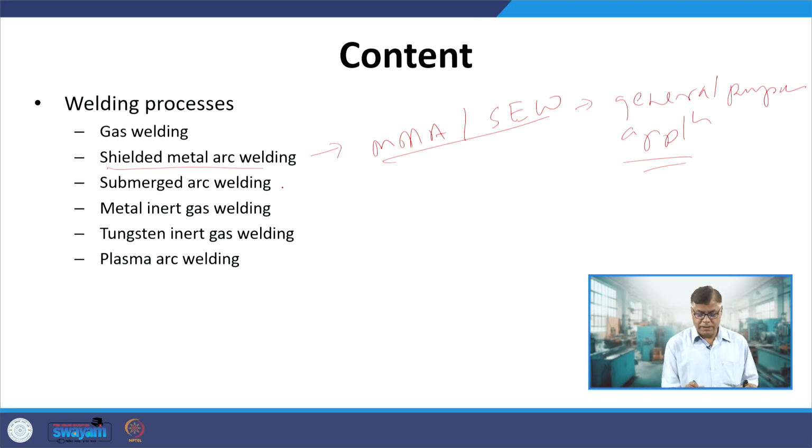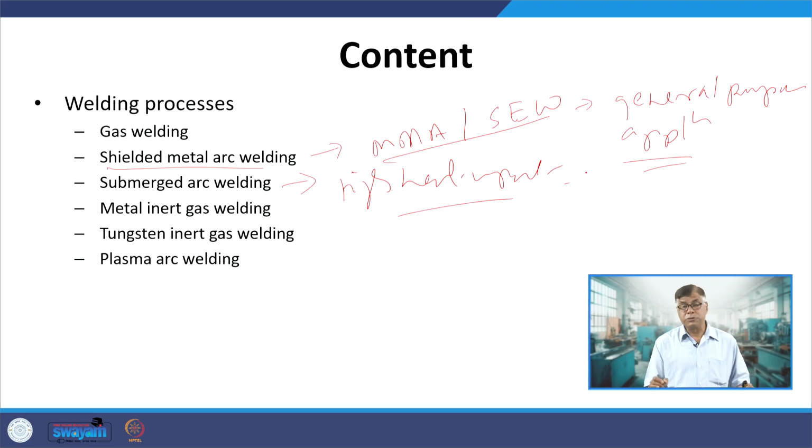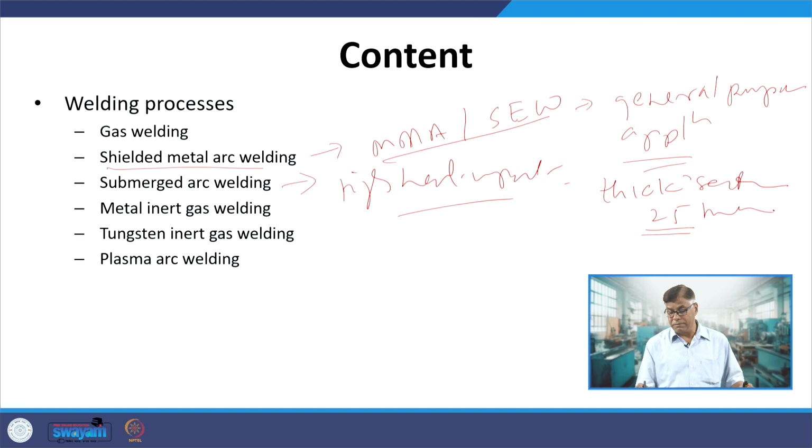Then submerged arc welding is a high heat input welding process, particularly used for welding very thick sections, like sections up to 25 mm, which can be welded in one pass without any edge preparation. So, through thickness penetration up to 25 mm can be realized in one go.